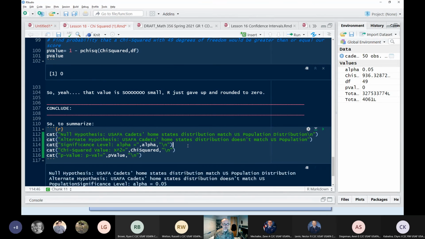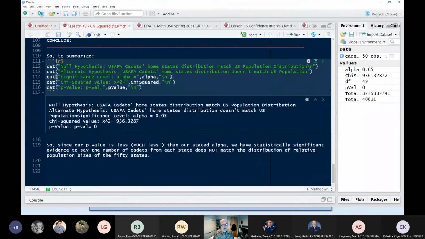So I get down here, and here's my little part that I just coded that spits out all of our values that we agreed on. But the overall conclusion is that because our p-value is less than our alpha, not just less, but crazy less, right? Because our alpha was 0.05 and our p-value is essentially 0. That means we have statistically significant evidence to say that how cadets are distributed amongst states does not match how the U.S. population is distributed amongst states, right? So we reject our null hypothesis. Our p-value is less than alpha, so we reject our null hypothesis, and that's what this means, right?